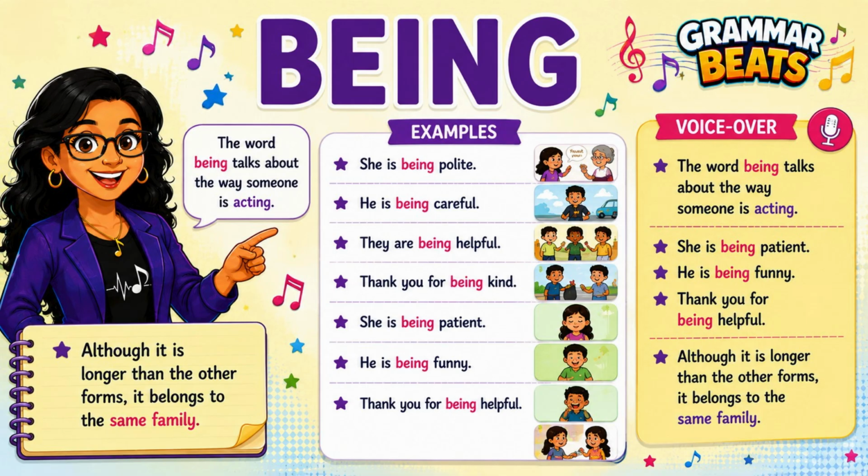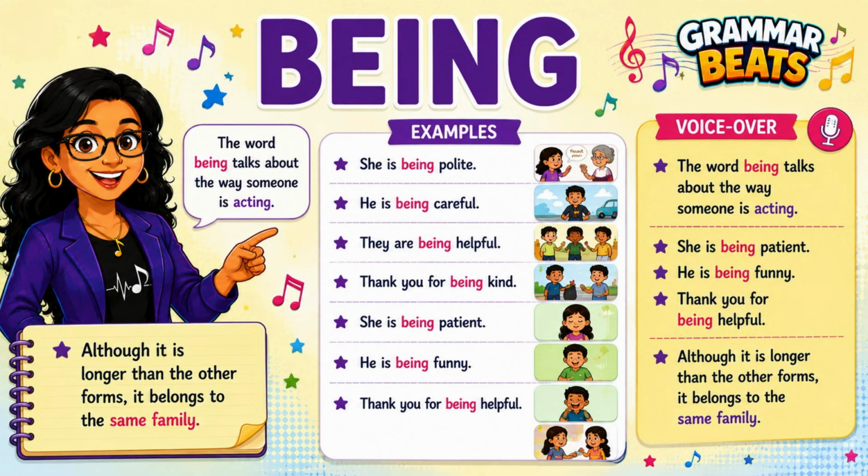Being talks about the way someone is acting. It is the longest form of the be verb. Examples are she is being polite. He is being careful. They are being helpful. Thank you for being kind. She is being patient. She is being funny.